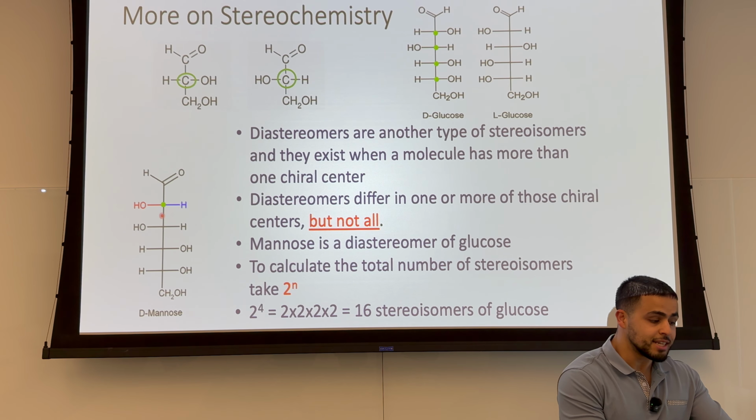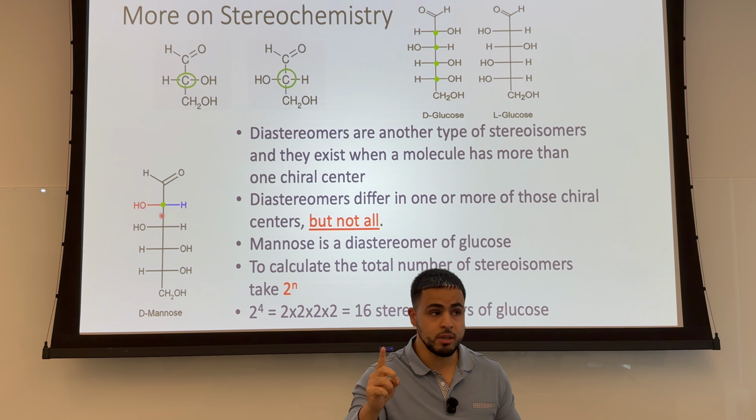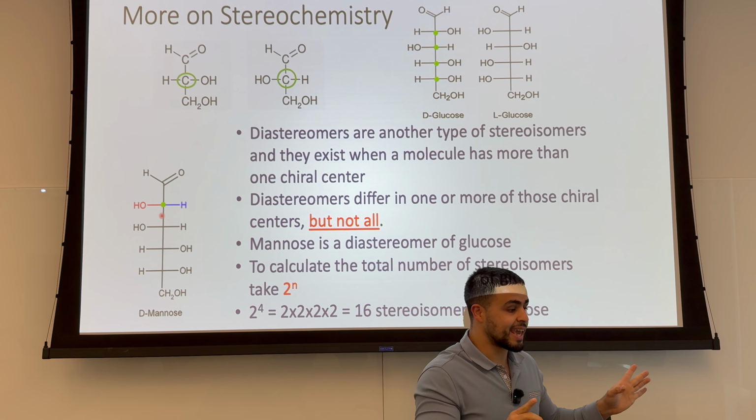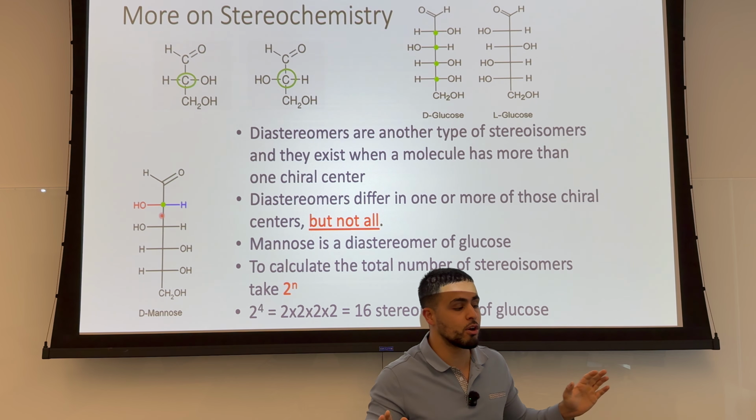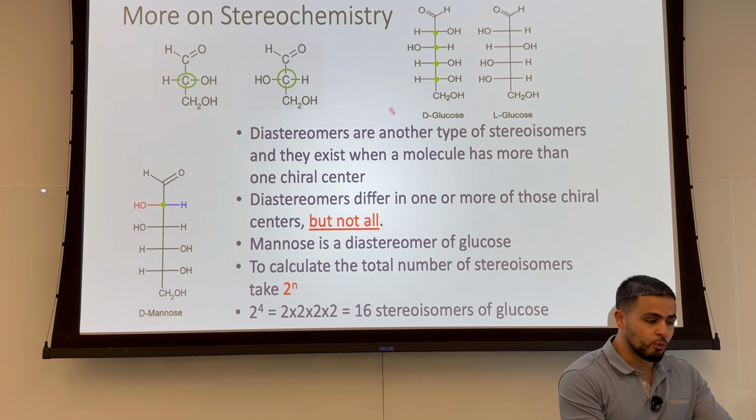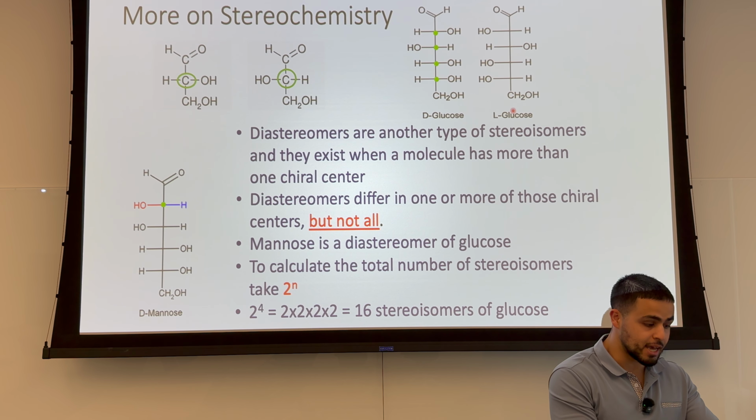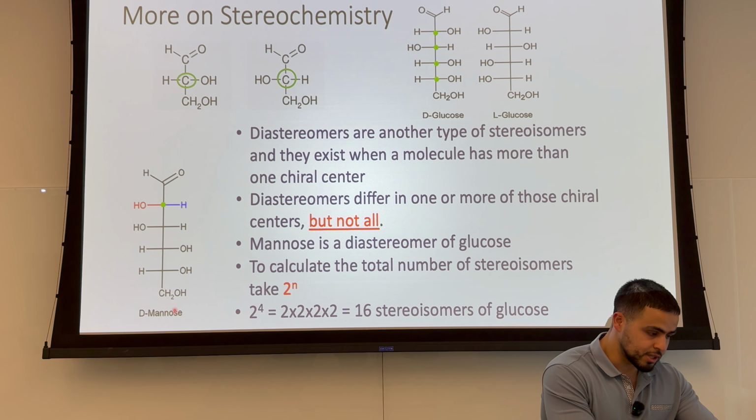All right, now it doesn't just have to be one chiral center that's different. In the case of glucose, it can be 1, 2, or 3. But importantly, it can't be the case that all the chiral centers are flipped, because then we wouldn't call it a diastereomer. Rather, it'll be an enantiomer. So when they're all flipped, you go from D-glucose to L-glucose, and that's simply an enantiomer and not a diastereomer.